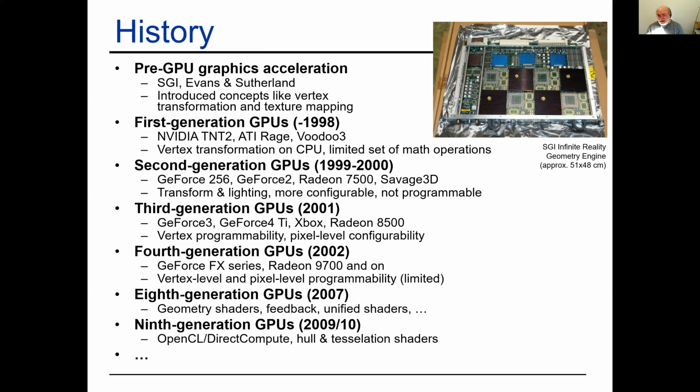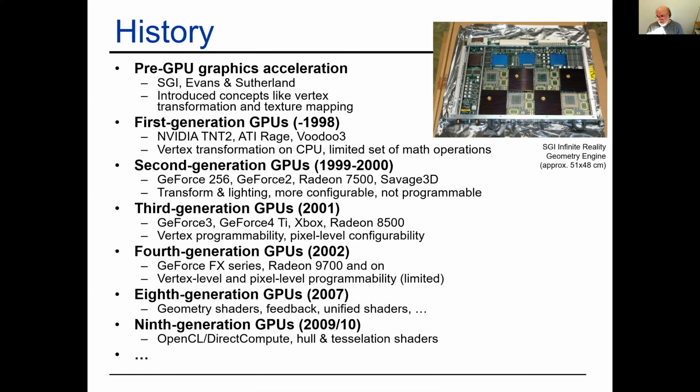There was the NVIDIA TNT2 or the ATI range of Voodoo cards. But they didn't even do the vertex transformation yet. The vertex transformation was still on the CPU. And there was very limited math for pixel operations that you could do actually on the GPU. So vertex transformations are essentially a step back, but now you had it on a single card that you could input into your PC.